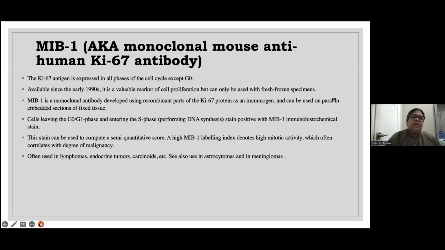And the MIB1, which is also known as the monoclonal mouse antibody Ki67, is expressed in all phases of the cell cycle except G0, and it is often used in lymphomas, endocrine tumors, carcinoids, etc. This stain can be used to compute a semi-quantitative score, and a high MIB1 labeling index denotes a high mitotic activity, which often correlates with the degree of malignancy.